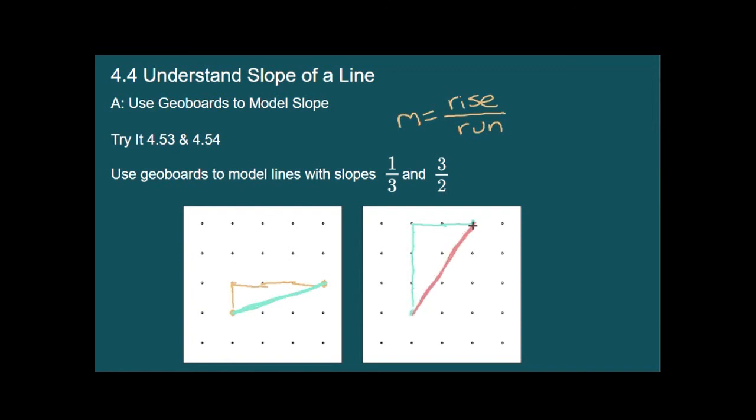Okay, so it's still positive. 1/3, so we have a fraction that's under 1, and then 3/2, we have an improper fraction, but they're both positive, so they're both going uphill as you go from left to right. Okay, next.